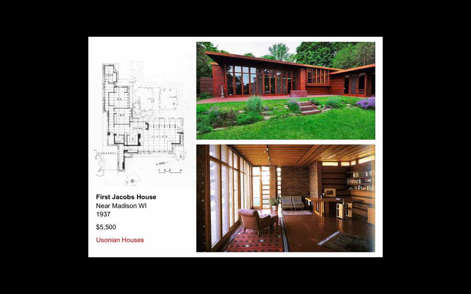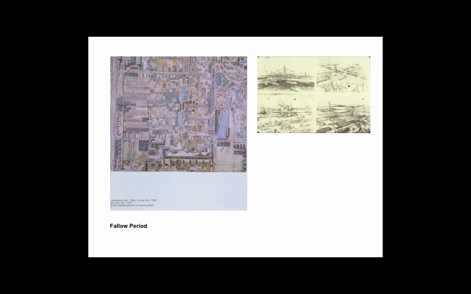But modern architecture really does aspire to make good homes affordable, which we see in Le Corbusier's Villa and then Citroën houses, etc. And so Frank Lloyd Wright does the Usonian houses, very economical. So this is the first Jacobs house, and built, they say, for $5,500. So these are the Usonian houses. He works on city planning.